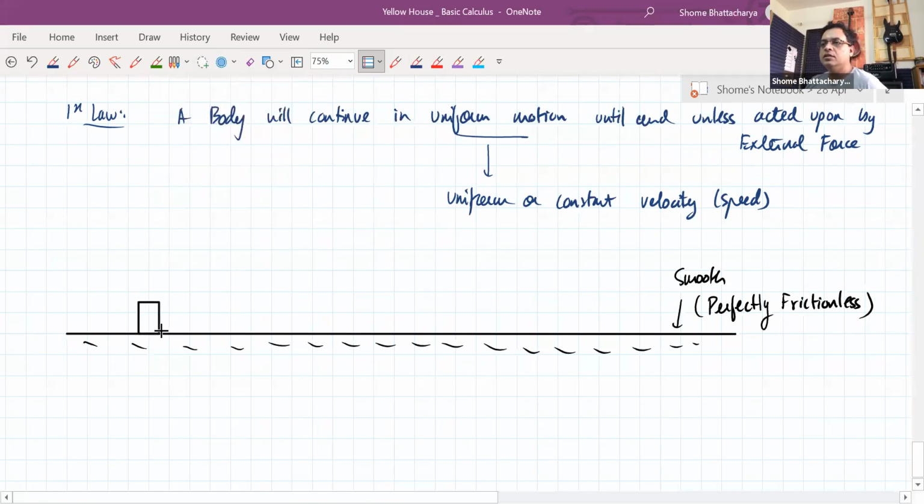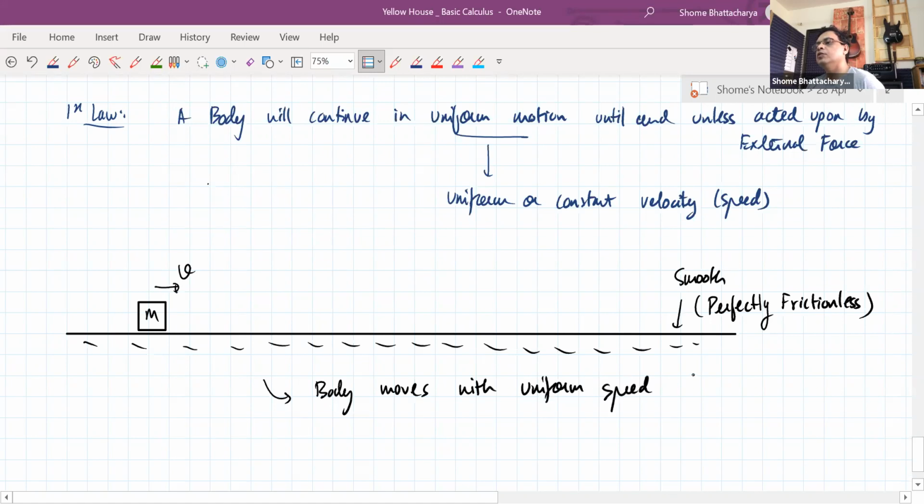So in that situation, if we have a certain body which is moving with a certain velocity v, what will happen over here, because this is a frictionless surface, is that the body moves with uniform speed or velocity. Why? Because the net force on the body is 0.